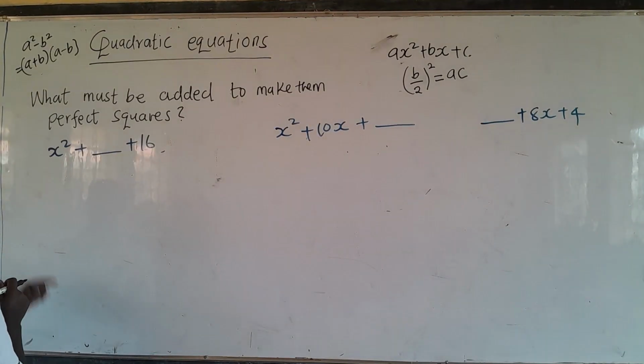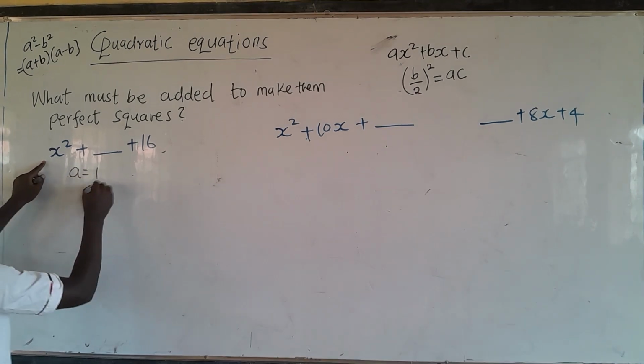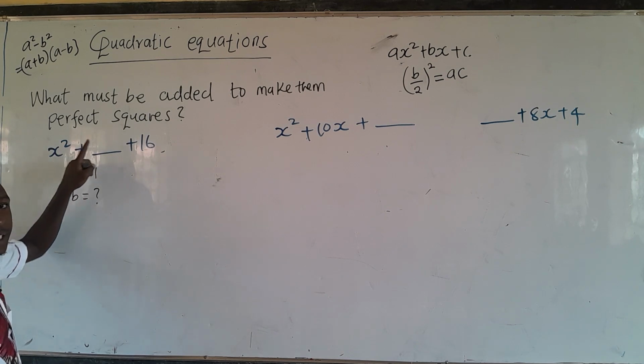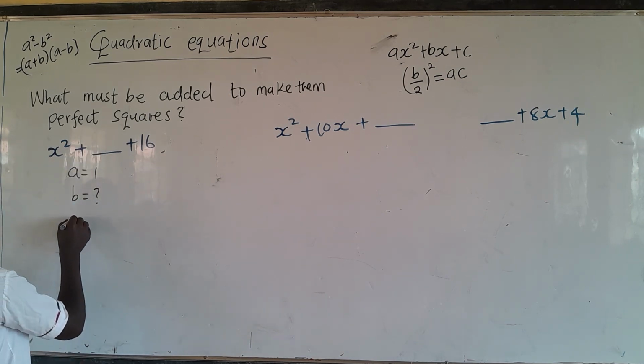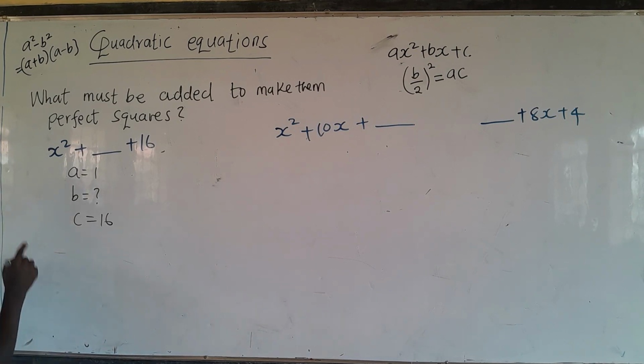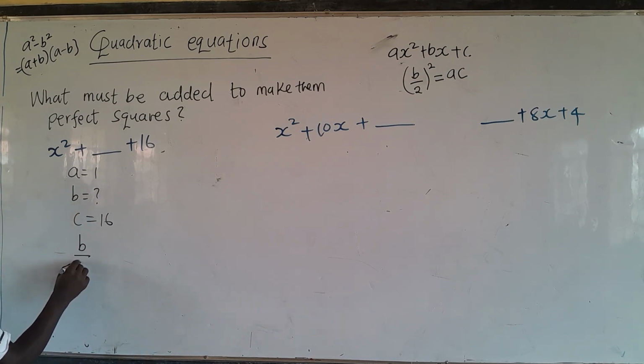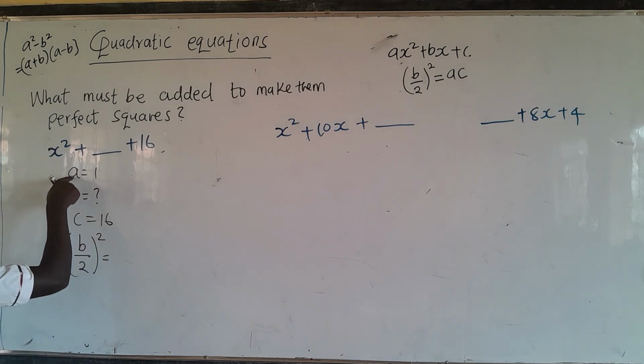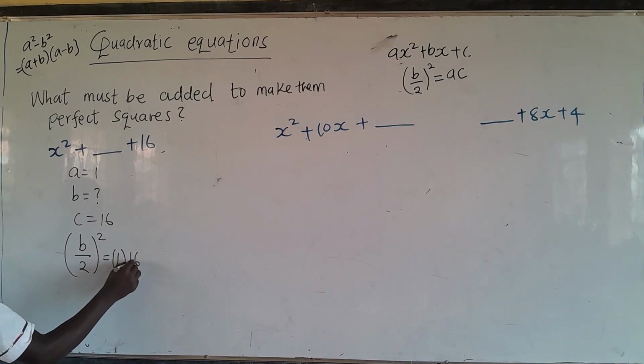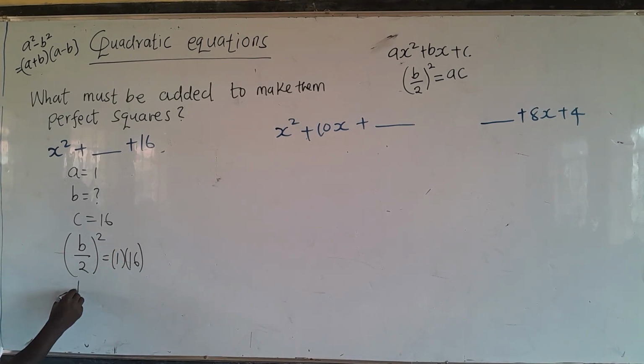Beginning with the first one, we know that a, for this case, is 1, b is the question mark, and remember b is the coefficient of x, and c is 16. It means if we take b divided by 2, and we square it, we must get the product ac, which is 1 multiplied by 16. That means b squared over 4 is going to be equal to 16. We multiply 16 times 4, which is 64. So b squared equals 64.